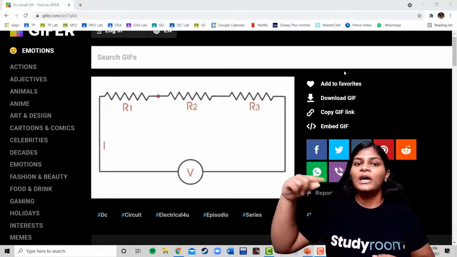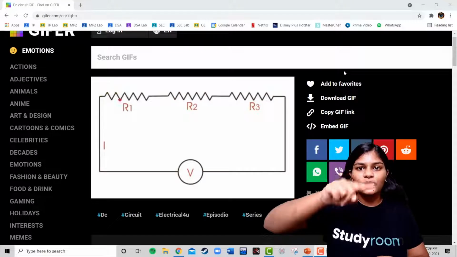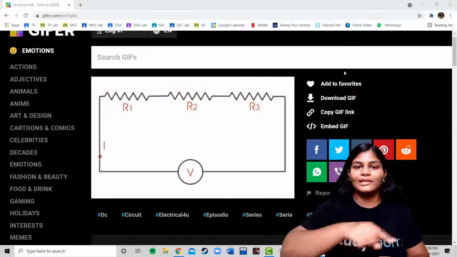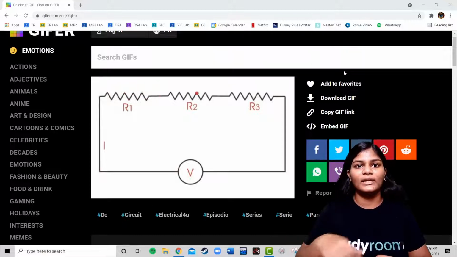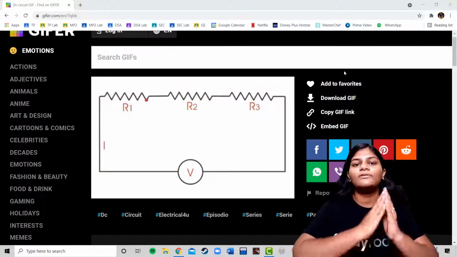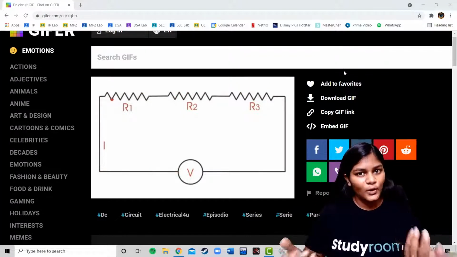So what is happening? The same current is going from the battery, going up, going through resistor 1, going through resistor 2, going through resistor 3, and then coming back and circling again and again. So this is what I was trying to explain to you, that the same current flows through all the resistors in a series circuit. Okay?